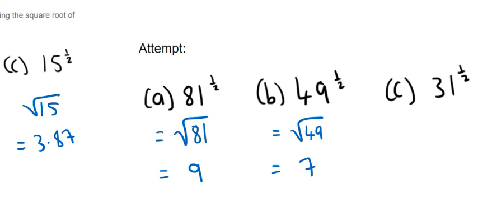The last one here then, again that 31 is not a square number. But it will still be the square root of 31. So you're trying to give a number that times itself will be 31. So you're going to get a decimal. If you put it into your calculator, you'll get 5.57. And that's when you round it off to 2 decimal places.